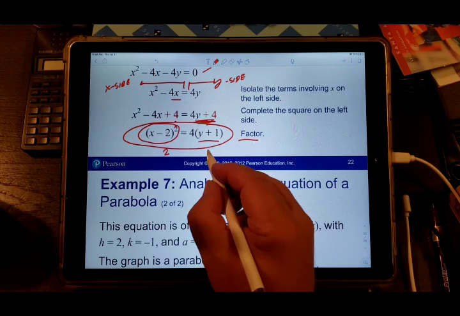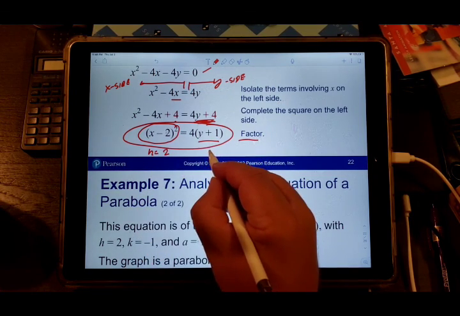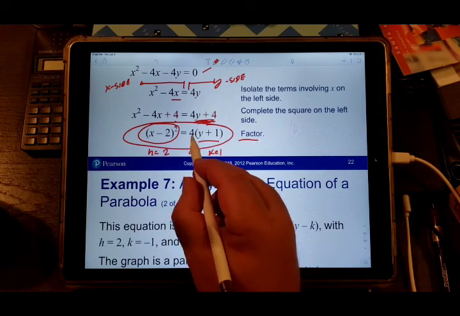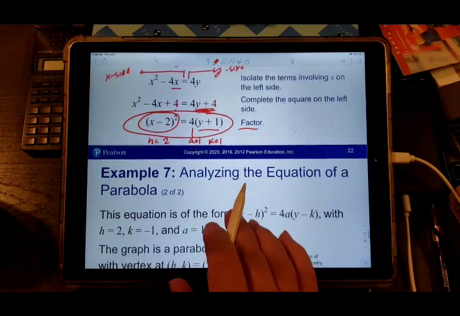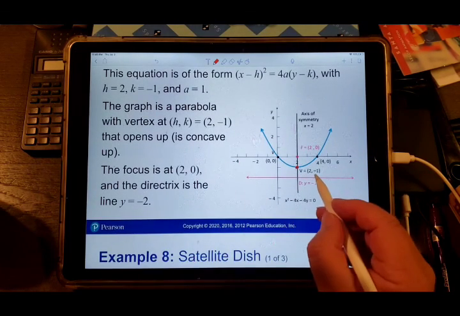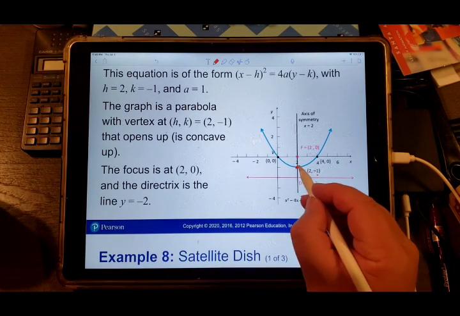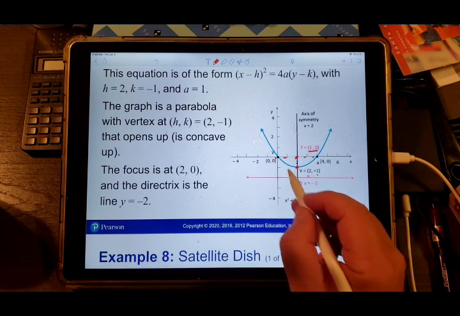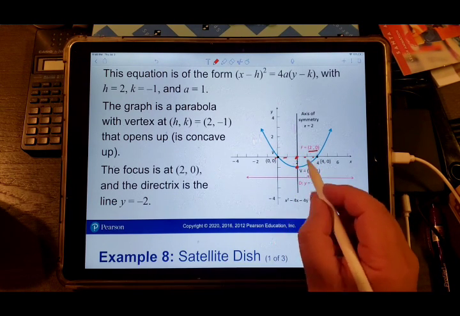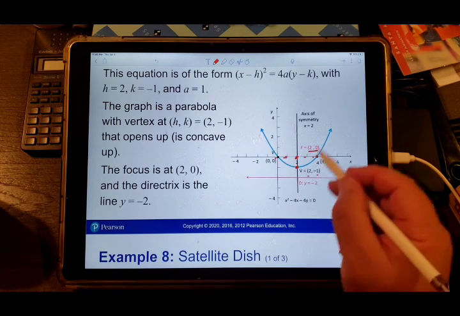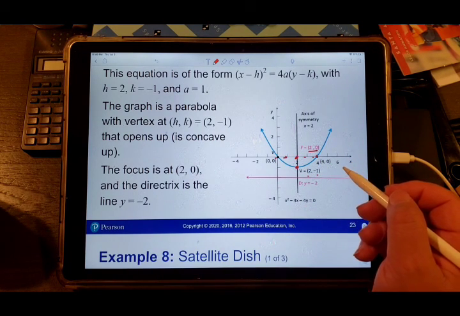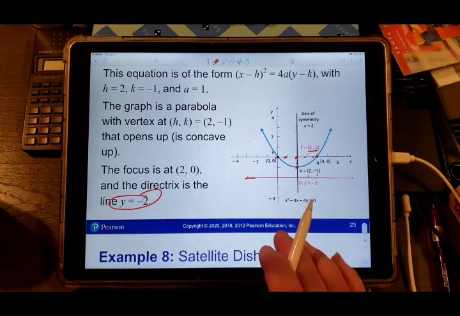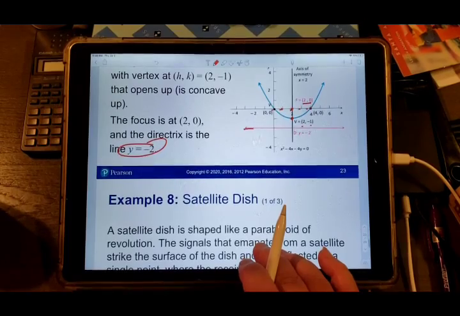H is 2. K is -1. And A is 1, because remember, a 4A would go there. So with all of that information, 2, -1, go up 1 to find the focus, double whatever A is left and right to find these 2 points, and we can draw the parabola. They'll also ask you for the equation of the directrix, possibly, on some homework problems, so you can see it.